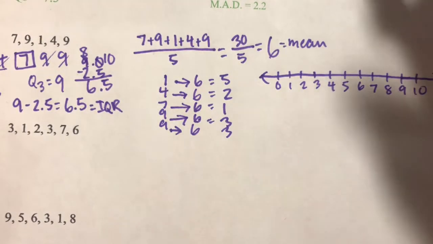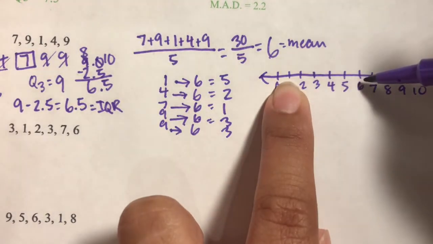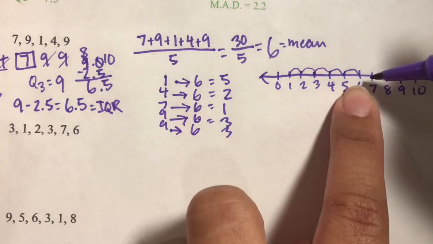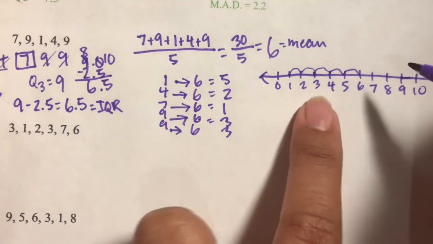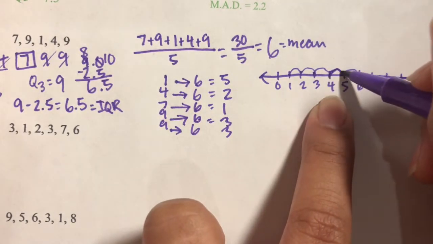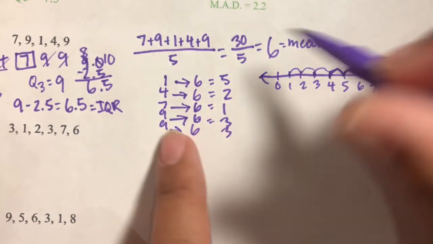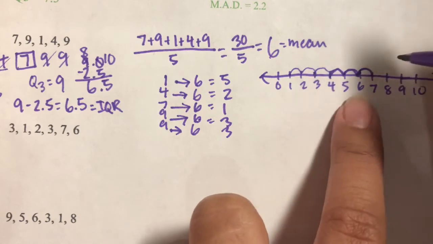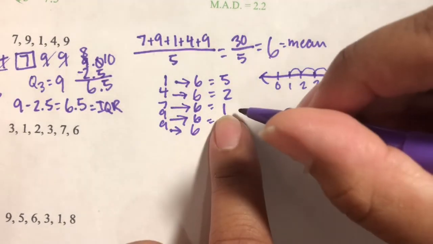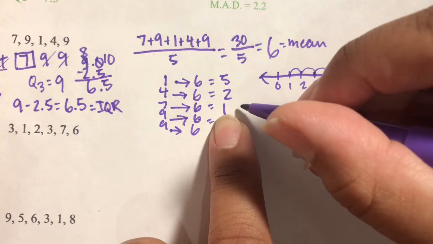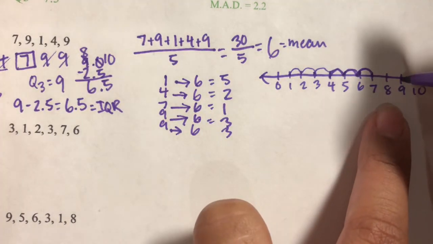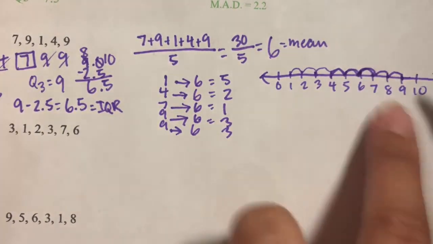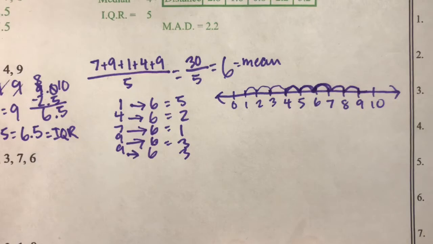Okay, so say we start at 1 and we need to get to 6. How many units does it take? 1, 2, 3, 4, 5. It takes 5 units. How many units from 4 to 6? 1, 2. 2 units. How many units does it take to get from 7 to 6? We're going to go backwards, and it's only 1. But remember, it's always positive, because it's a distance. How about 9 to 6? 1, 2, 3. 3 units. And same thing for that one. Okay, so there are our distances.